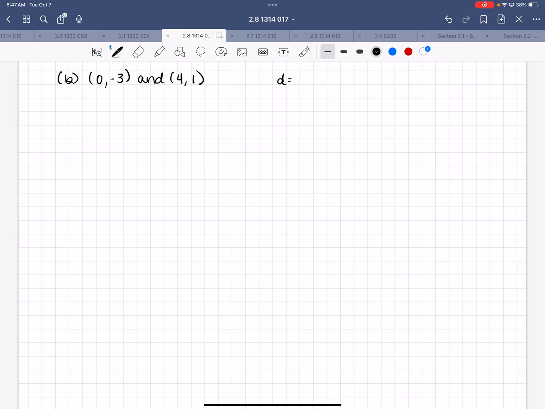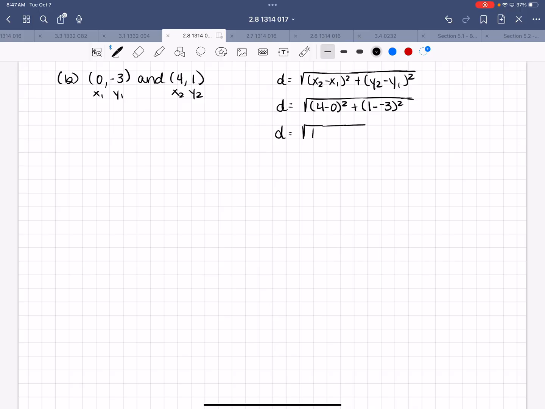I've got my distance formula again. That's going to be the square root of (x2 minus x1) squared plus (y2 minus y1) squared. Of course, they gave me the points x1, y1, x2, y2. I'm ready just to plug that in. That's going to be the square root of (4 minus 0) squared plus (1 minus negative 3) squared. That's going to give me D equals the square root of 16 plus 16, and that is the square root of 32.